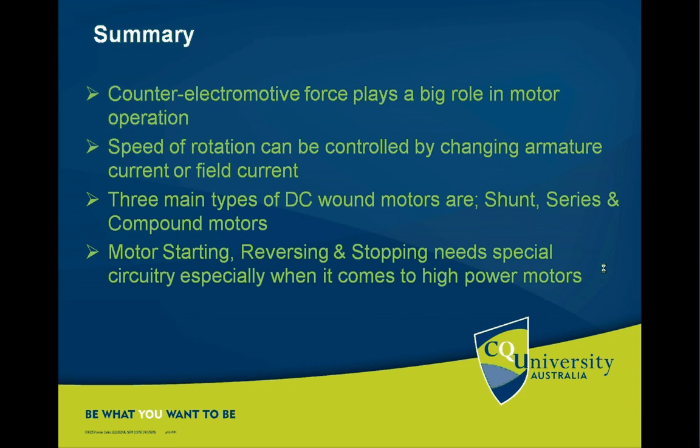That brings us to the end. So what we discussed here were that current, EMF or the electromotive force, plays a big role in motor operation. That's one thing. And then the speed of rotation can be controlled by changing armature current or field current. And three main types of DC wound motors are shunt, series, and compound motors. Motor starting, reversing, and stopping needs special circuitry, especially when it comes to high power motors. And that's the end of DC motors. Thank you.